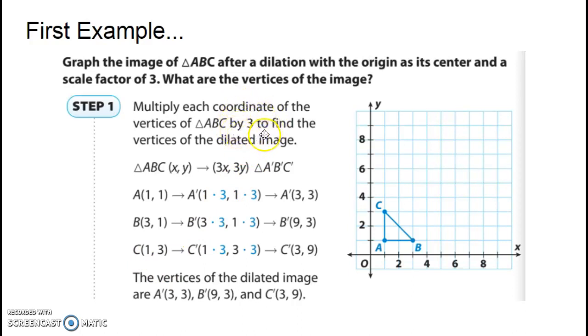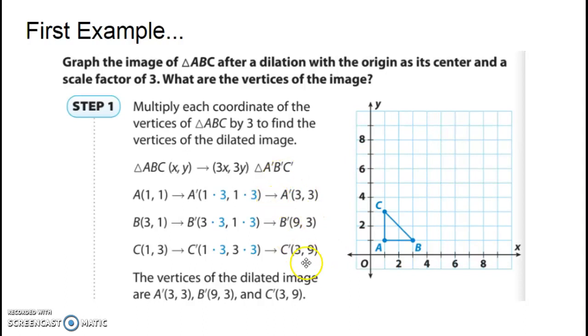They tell us our scale factor is 3, right here. Okay? So you multiply your x and y coordinates by 3. So 1 times 3 is 3, and since y is 1, it's the same thing. 1 times 3 is 3. You do the same thing for B. 3 times 3 is 9. 1 times 3 is 3. And then for C, you do the same thing. 1 times 3 is 3, and 3 times 3 is 9.